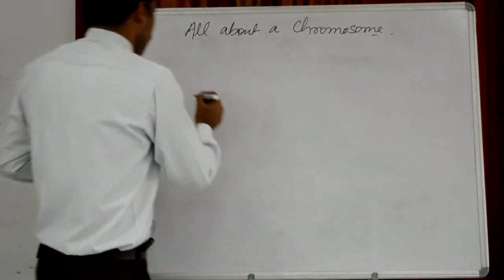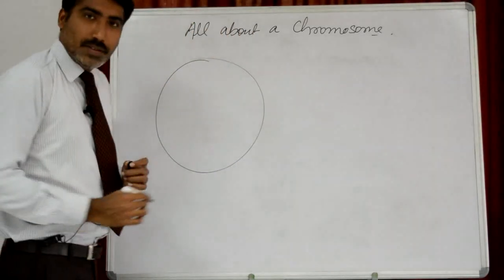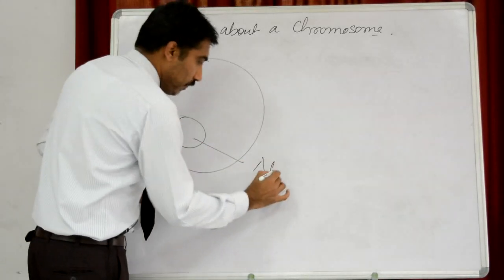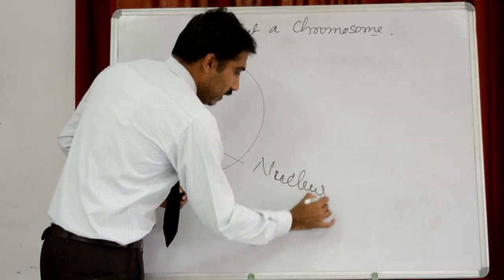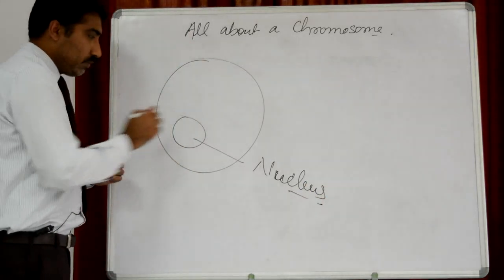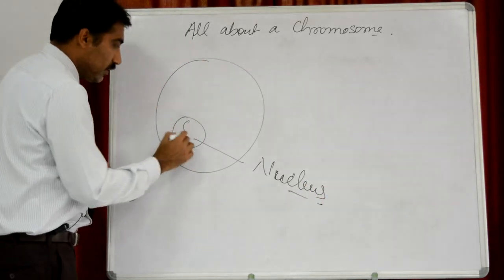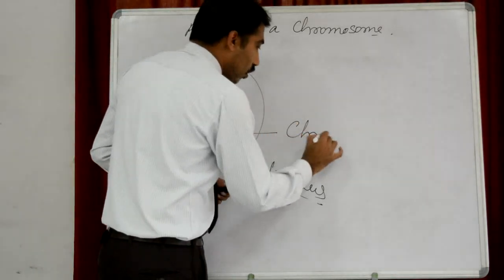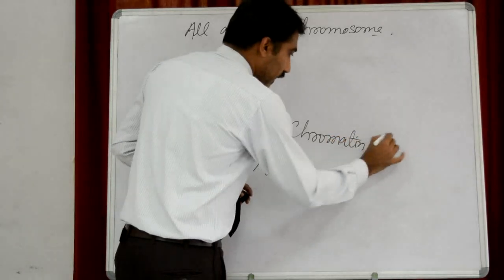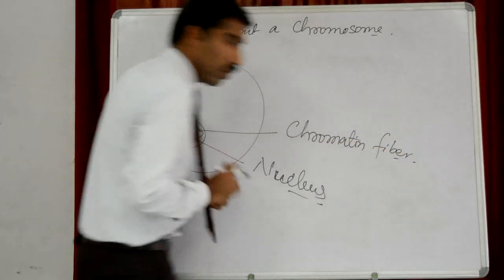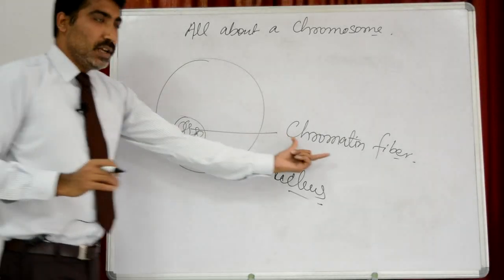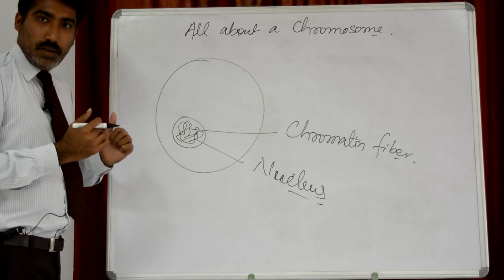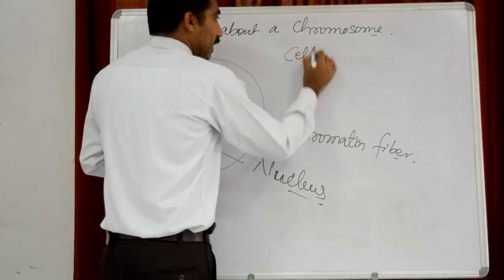No. Let's discuss. Okay. So suppose this is a cell and it is the nucleus of the cell. What is present inside the nucleus? There is a thread-like structure present inside the nucleus which is known as chromatin fiber. You must be familiar with this word, and I'm going to tell you one thing about the chromatin fiber.